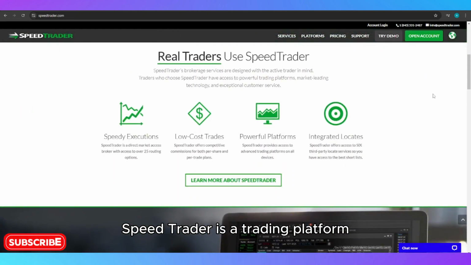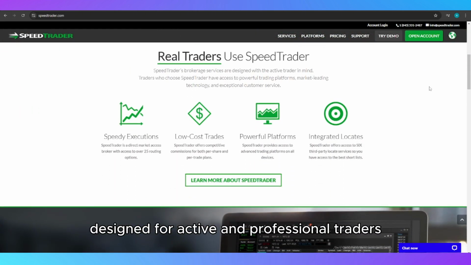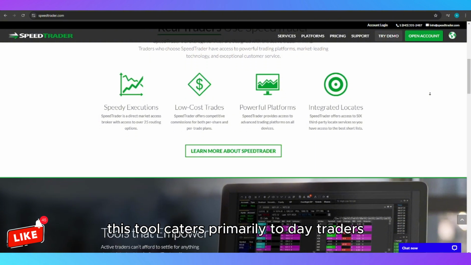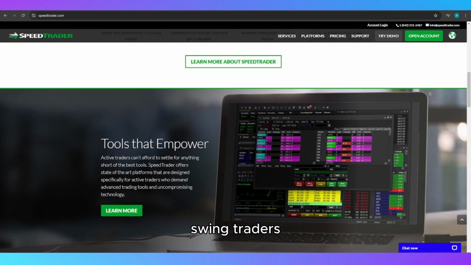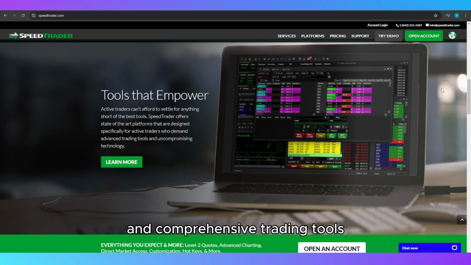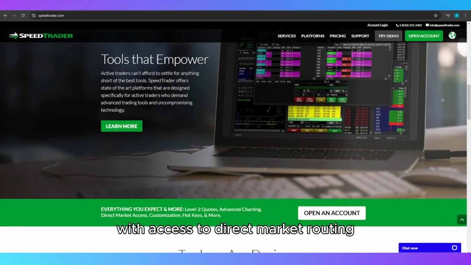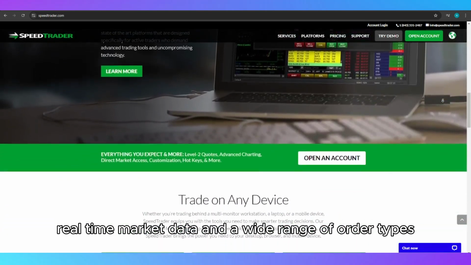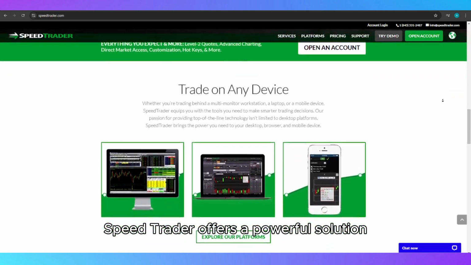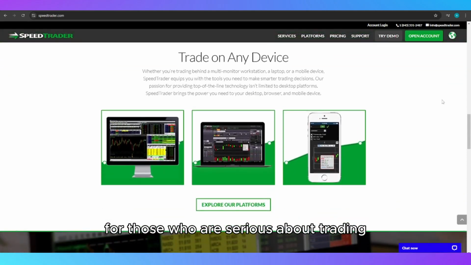SpeedTrader is a trading platform designed for active and professional traders looking for speed, precision, and advanced features. This tool caters primarily to day traders, swing traders, and high-frequency traders who need fast execution and comprehensive trading tools. With access to direct market routing, real-time market data, and a wide range of order types, SpeedTrader offers a powerful solution for those who are serious about trading.